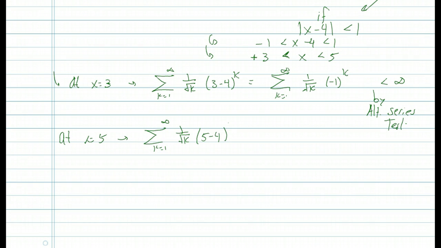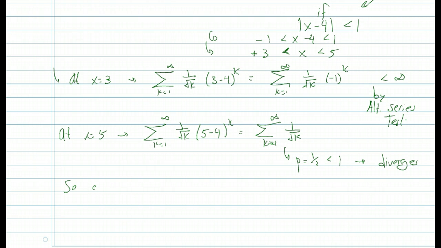At x equals 5, we plug it in, we get 1 to the kth power there. So that's just 1 for any positive integer k. So we just get the series 1 over the square root of k. Now that's a p-series with p equals 1/2. And that's, therefore, divergent because we need the power to be bigger than 1 for convergence via the integral test. So what do we conclude? The series converges at x equals 3 and diverges at x equals 5.